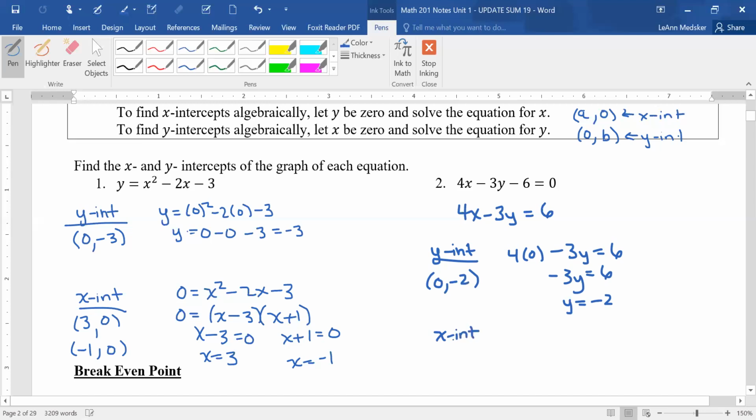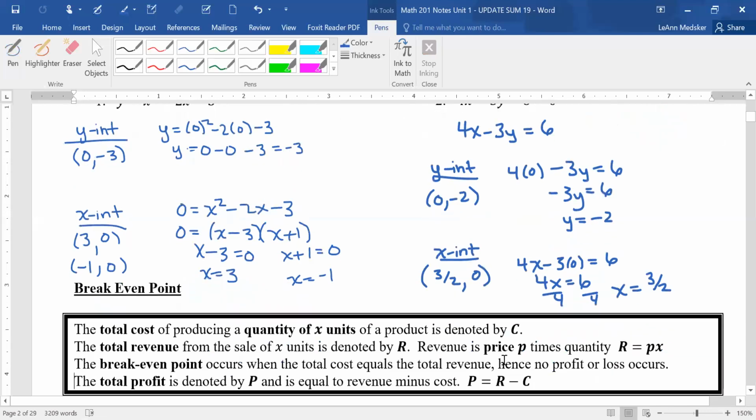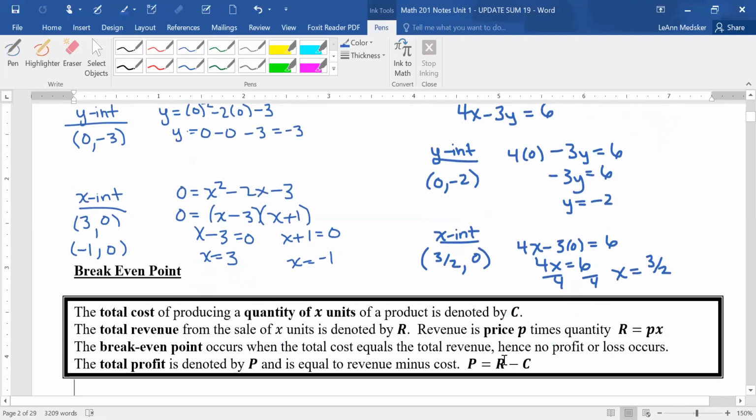For the x-intercept, we're going to put 0 in for y. Then this would be 4x equals 6. Divide by 4. We want to reduce that fraction and make it 3/2, because top and bottom are both divisible by 2. So this would be (3/2, 0). Okay, so we've reviewed how to graph using a table of values, and we've reviewed what intercepts are and how to find them algebraically.